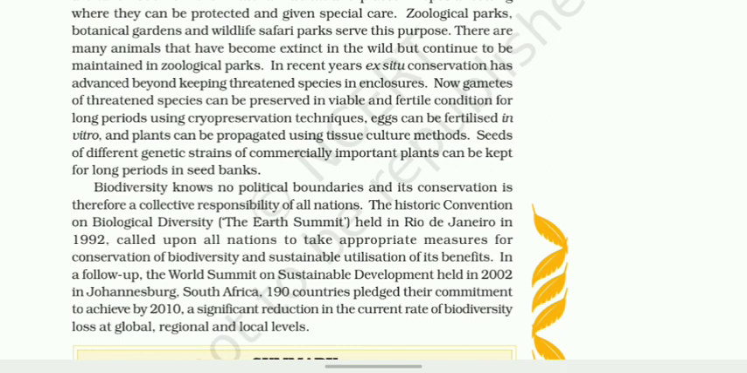Biodiversity knows no political boundaries and its conservation is therefore a collective responsibility of all nations. The historic Convention on Biological Diversity, the Earth Summit held in Rio de Janeiro in 1992, called upon all nations to take appropriate measures for conservation of biodiversity and sustainable utilization of its benefits. In a follow-up, at the World Summit on Sustainable Development held in 2002 in Johannesburg, South Africa, 190 countries pledged their commitment to achieve by 2010 a significant reduction in the current rate of biodiversity loss at global, regional, and local levels.